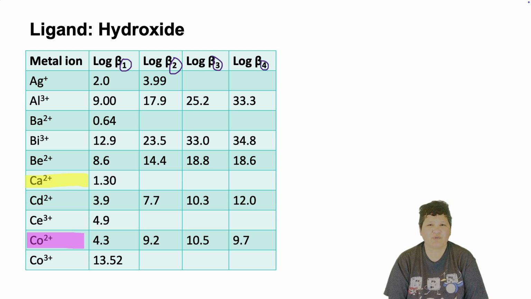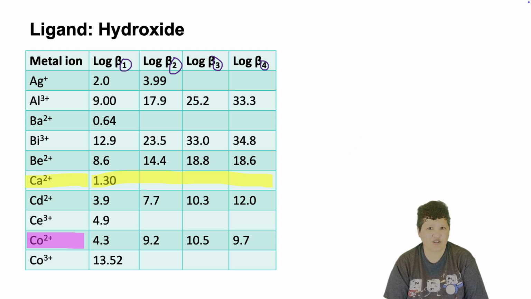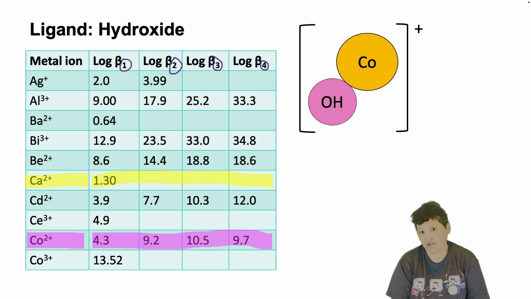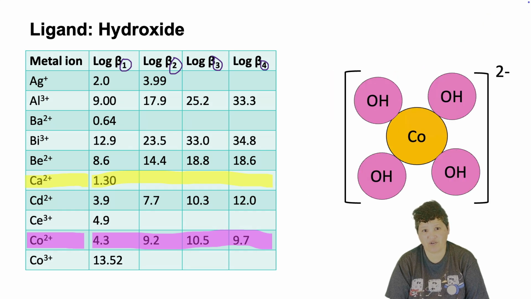Looking back at the table for our row with calcium, we see that there's an equilibrium constant listed for calcium with 1 ligand, but no values for calcium with 2, 3, or 4 ligands. This tells us that the only complex that will form is calcium with 1 hydroxide. By contrast, if you look at the cobalt 2+ row, you see 4 values. This tells us that 4 different complexes will form: 1 with 1 hydroxide, 1 with 2 hydroxides, 1 with 3 hydroxides, and 1 with 4 hydroxides.